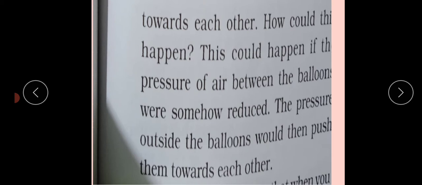The pressure of air between the balloons is reduced, so the pressure outside the balloons would then push them towards each other. Pressure in between the balloons is reduced with high speed, and outside the balloons pressure will be more. Then automatically the two balloons come close together. Next, one example: the water extracted from bottom to top.